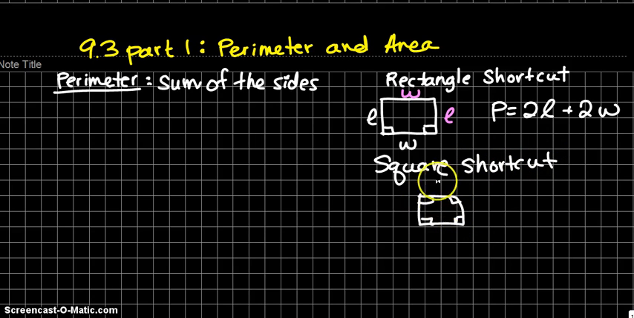If you have a square, the shortcut is that a square has all sides the same. So let's say that I have this be S for side. Every single side is also S, so the perimeter is 4 times my S's.